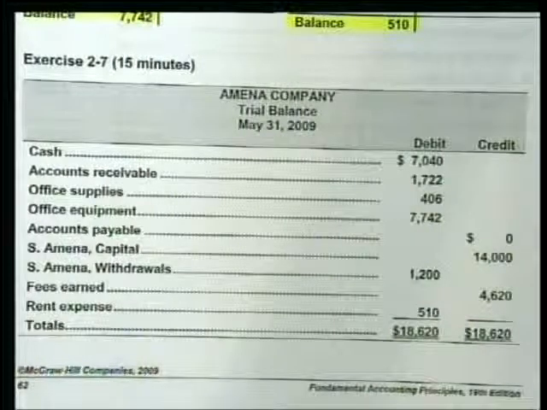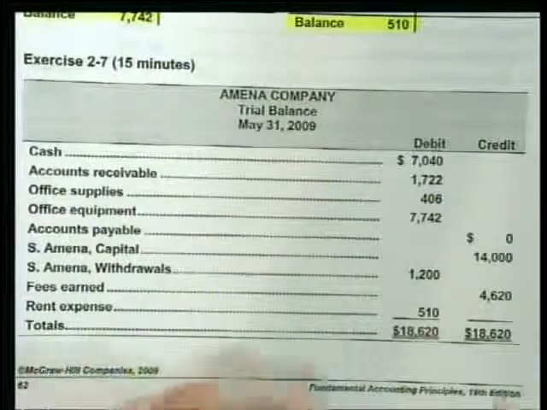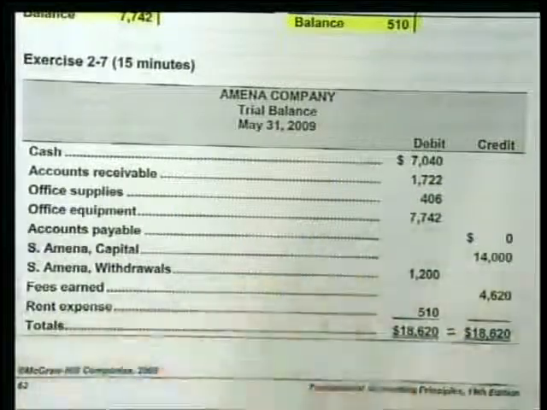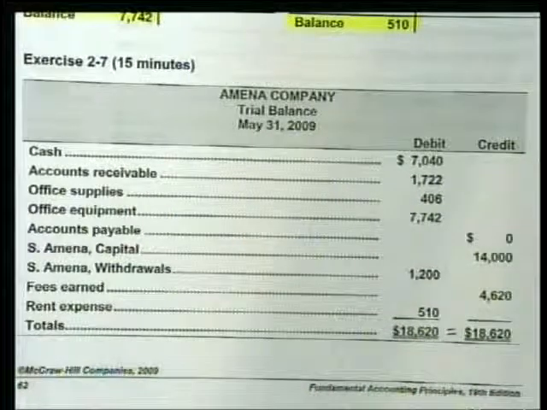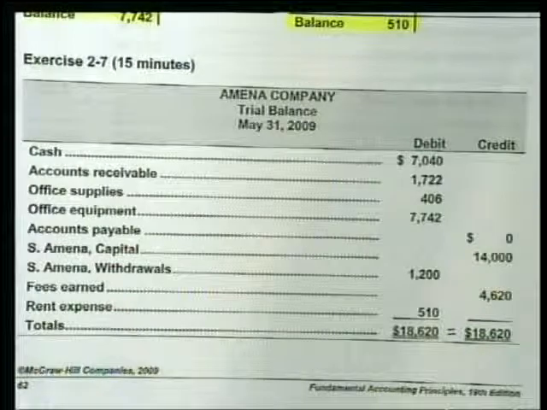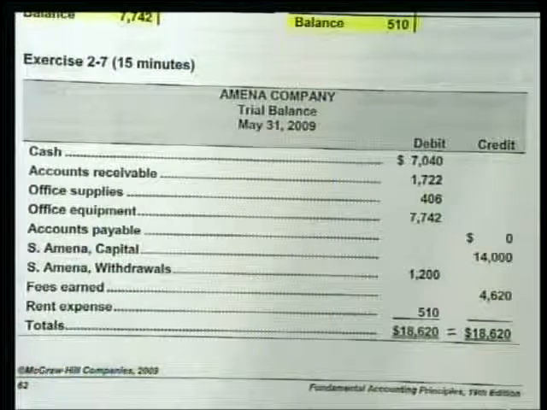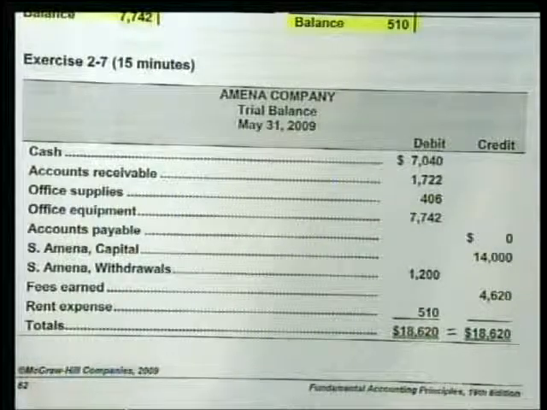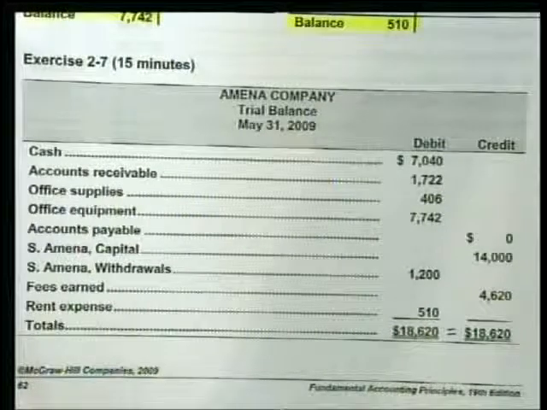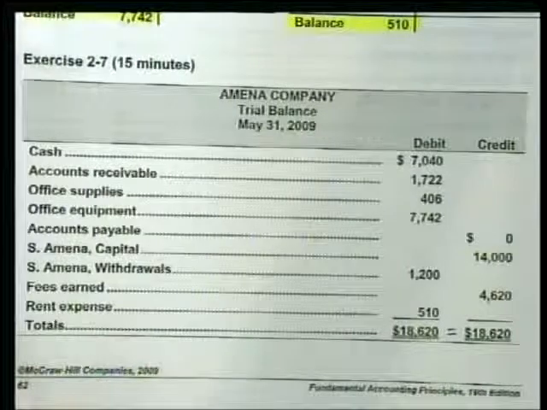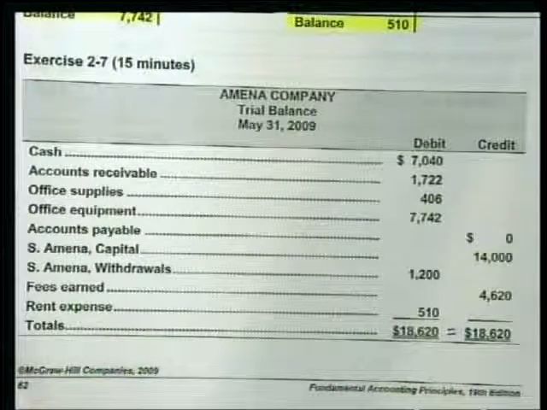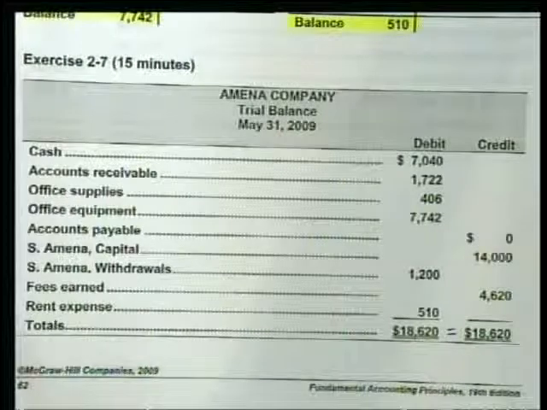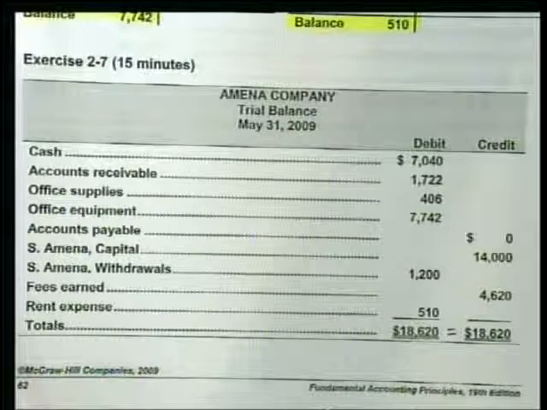Here's the key. Your total debits have to equal your total credits. What if they don't equal? Then you made a mistake. If they do equal, is that a guarantee that you've made no mistakes? Unfortunately, it doesn't work that way. But if they don't equal, that is a guarantee that you have some errors, at least one. Okay? Cool?